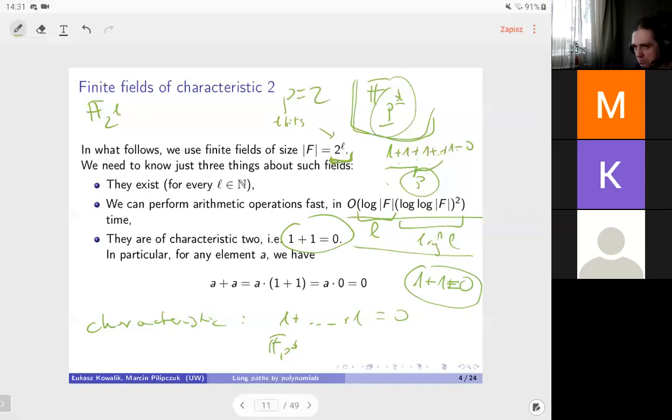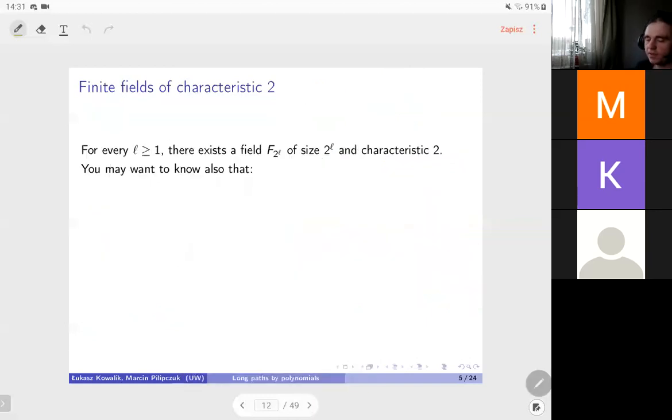So inside the field, we'll be using the property that if you add the same number twice, it's always zero. So it's like 2 equals 0 in this field. Okay, so this is the property. And now if you want to look deeper into this field, this is a slide for people that are slightly more interested in how these algebraic things work.